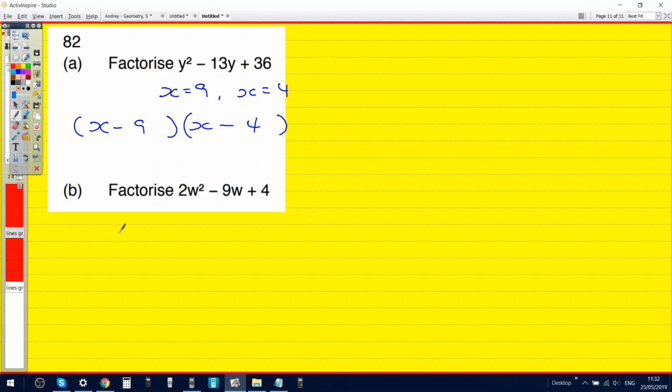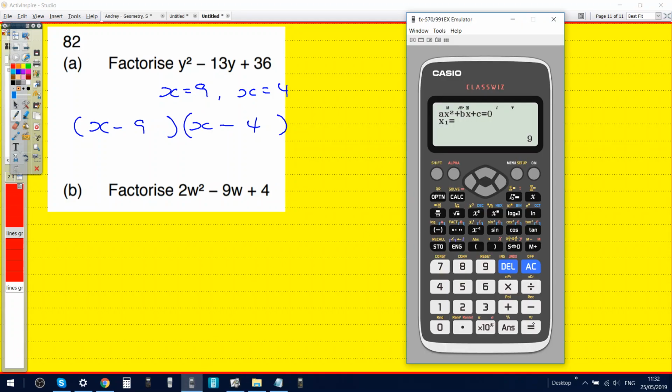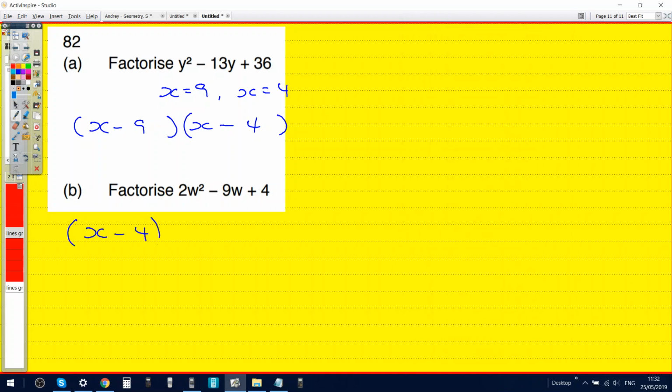Part B. Let's do the same. 2, minus 9, 4. And it gives us x minus 4, and x minus a half. And so it has to be 2, or it's W. So it has to be one of them. 2 somewhere. Okay, yeah, I understand. So be 2W.